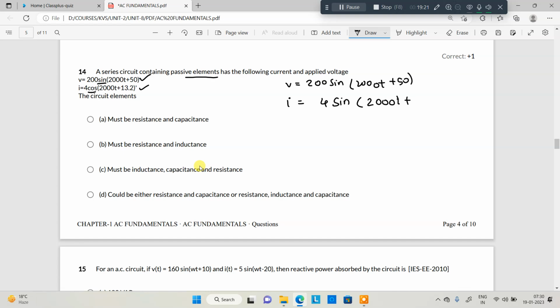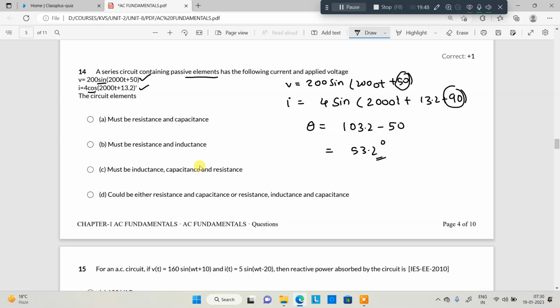2000t plus 13.2 plus pi by 2, that is 90. Then it is converted into sine. Both are sine, so you can compare the phase angles. So the phase angle difference theta is equal to 103.2 minus 50. The phase difference, both are plus, right? So that will be equivalent to 53.2 degrees.